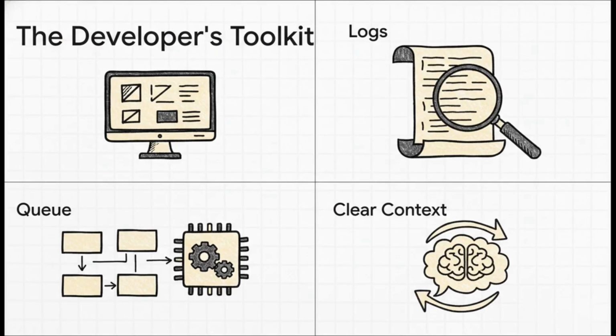Now, throughout this whole build and debug cycle, we really rely on a core set of tools. We're constantly testing our changes in a live preview. To see what's happening under the hood, we check the logs. That's a running feed of the app's actions. We can also queue up multiple prompts to run one after another, and if things just get too confusing, we can simply clear the agent's context to get a totally fresh start.